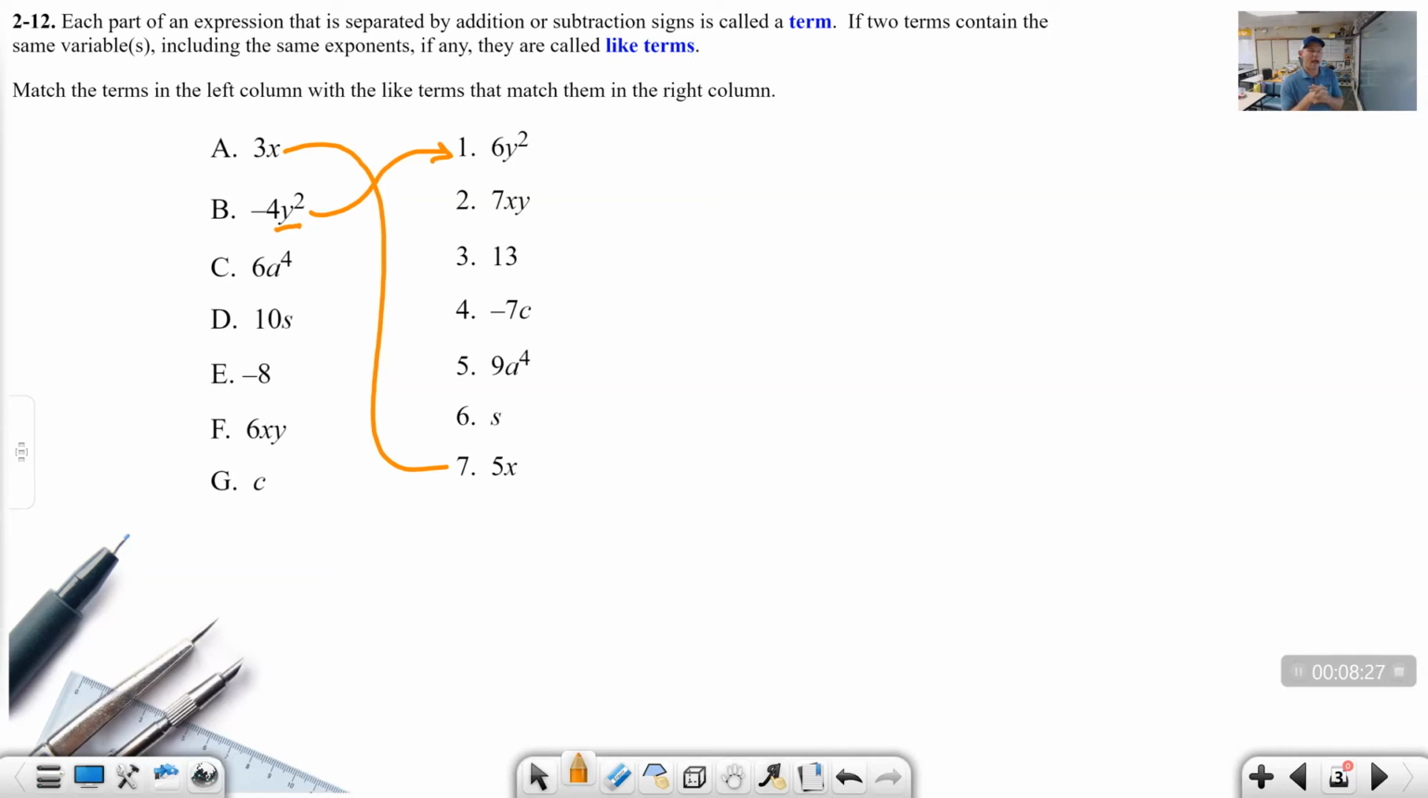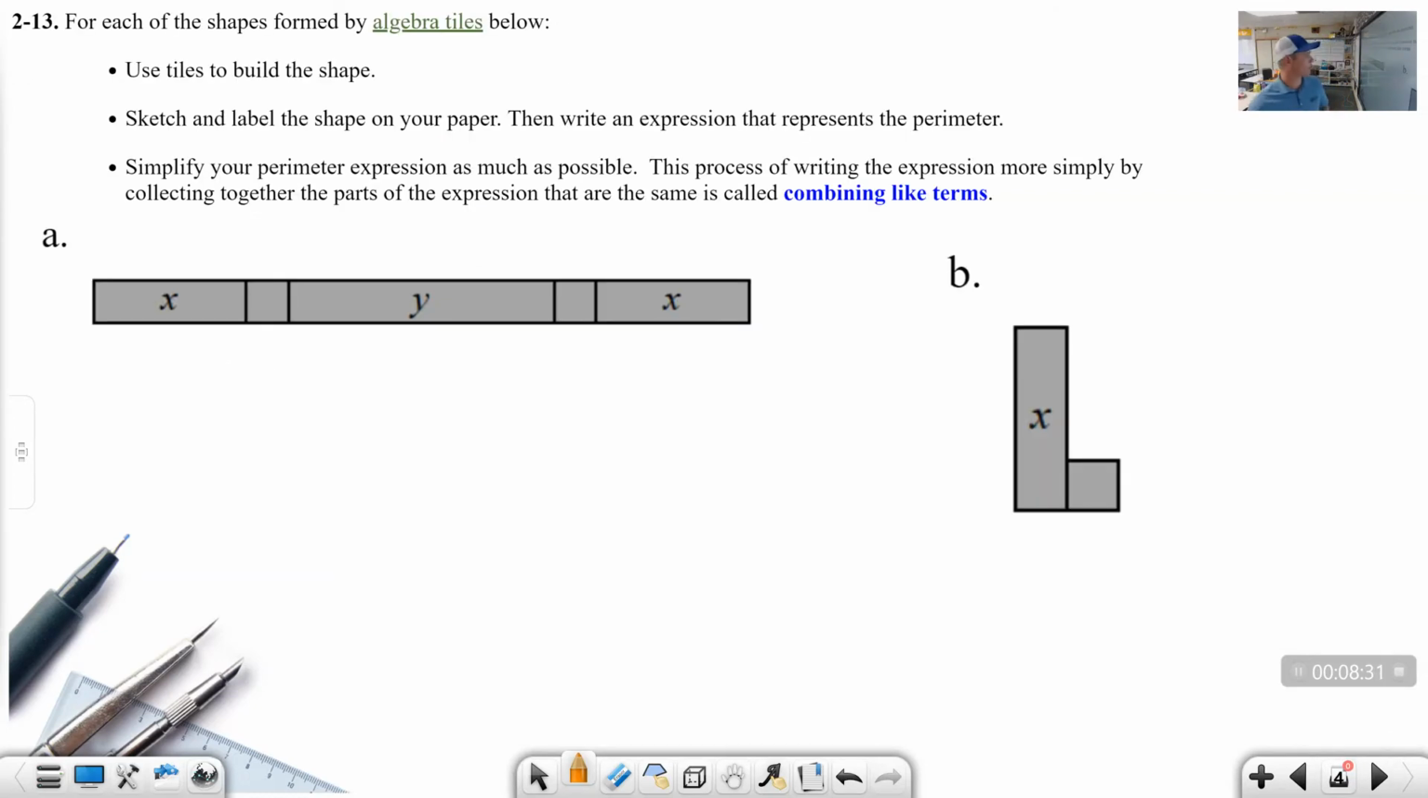All right, you should have those all matched up. Let's go ahead and dive into the meat of today's lesson. Today we're going to talk about the perimeter of complex shapes. This world is not full of simple shapes, simple rectangles, simple circles. It's filled with complex shapes.